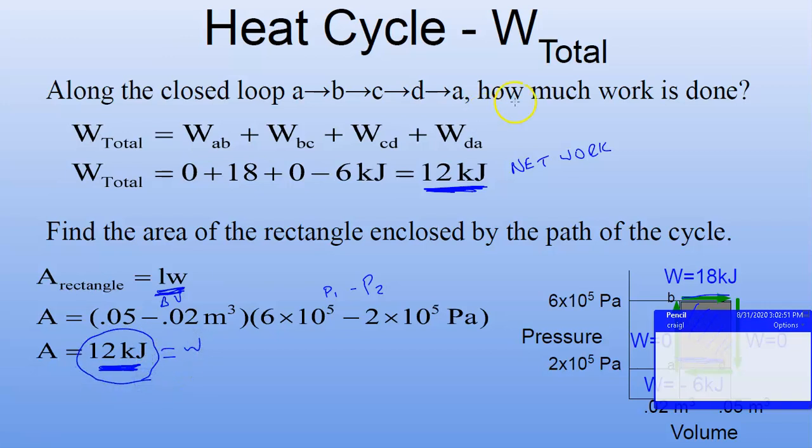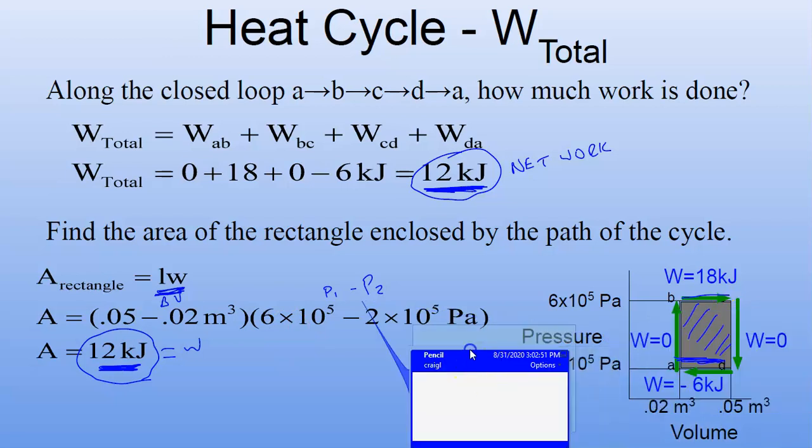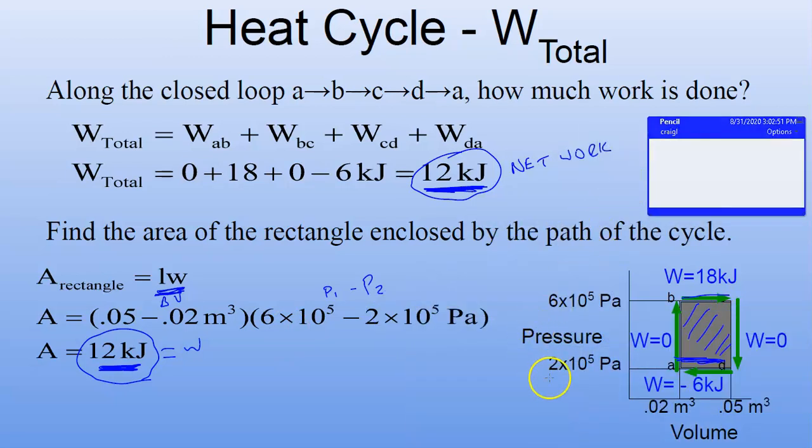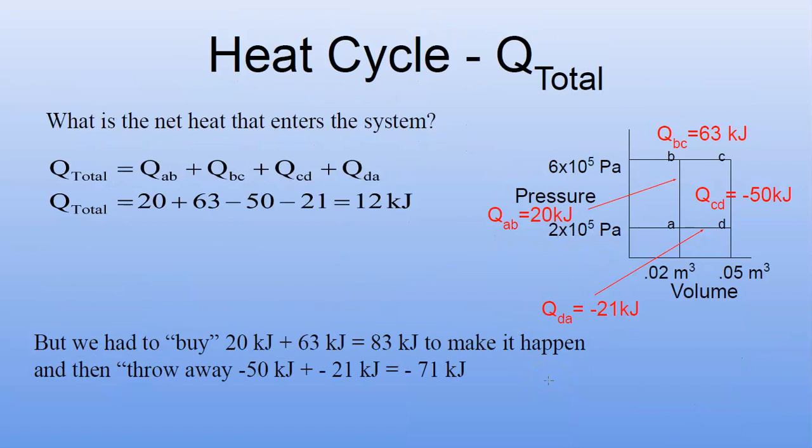So we could do it this way, we'll get the same number. We could add up all the legs, how much work I got on each step, and the net work. Or I could say, give me the volume that's inside there. Let's just turn the page. How about that? What is the net heat that enters the system?